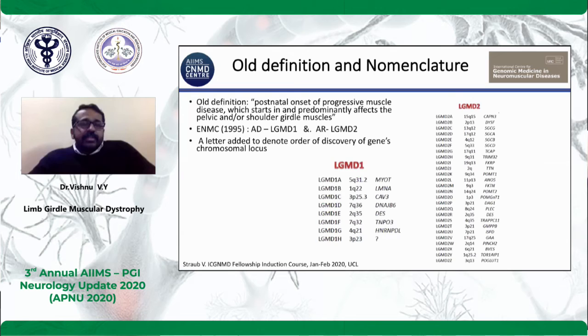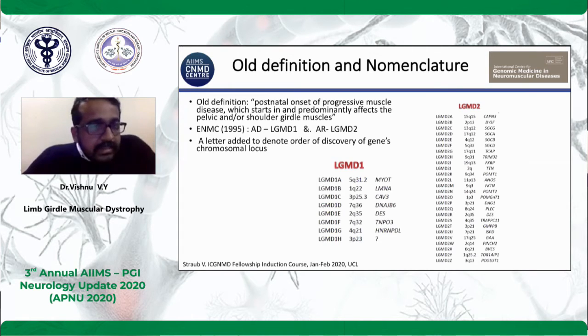Coming to the old definitions, the old definition was pretty easy. It's a postnatal onset of progressive muscle disease, which starts in and predominantly affects the pelvic or shoulder girdle muscles. So this doesn't really look like a definition, and that's why many people didn't know that there was a formal definition.